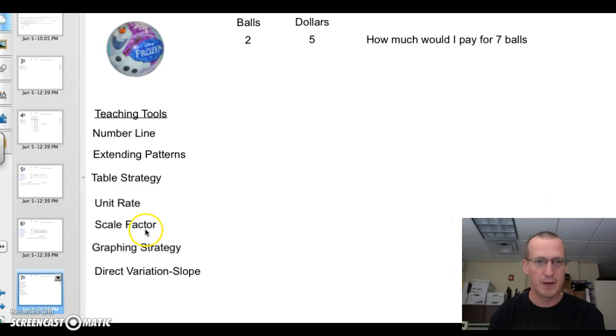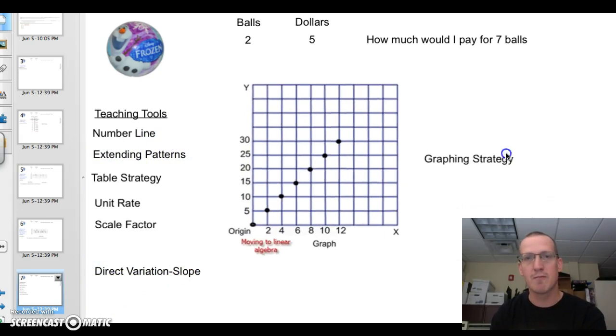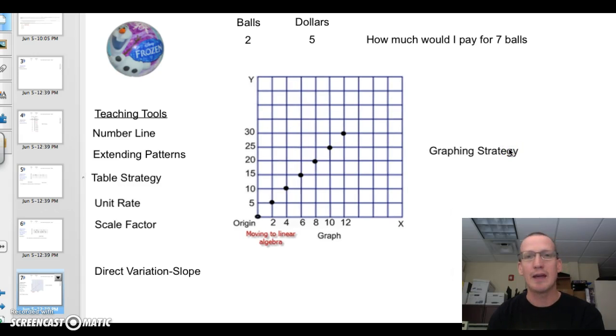The next part with all of this is a graphing strategy. So if I took all of my t-chart tables and I put them in a graph, what does a graph form? Well, it forms a line because it's all linear math. So now we're moving to linear, and I had 2 balls for 5, 4 balls for 10, 6 balls for 15, and you continue on with my graph. It makes a nice straight line, and then it's going to start getting to your direct variation. We'll talk about that in just a little bit too.